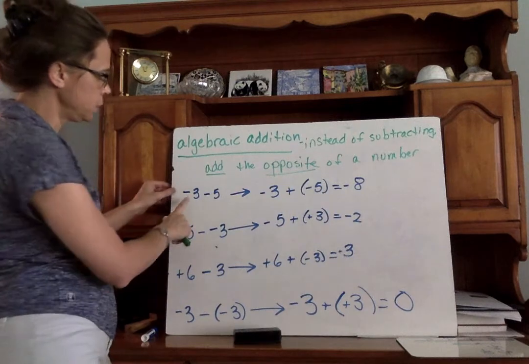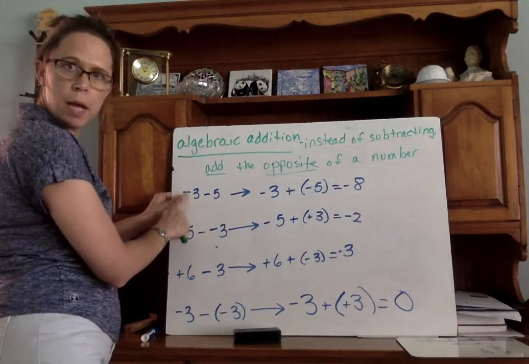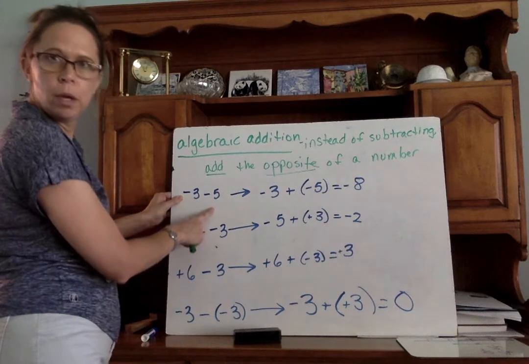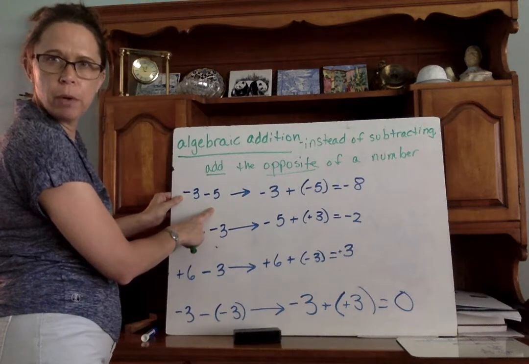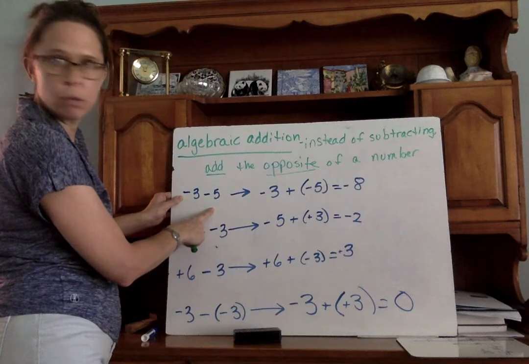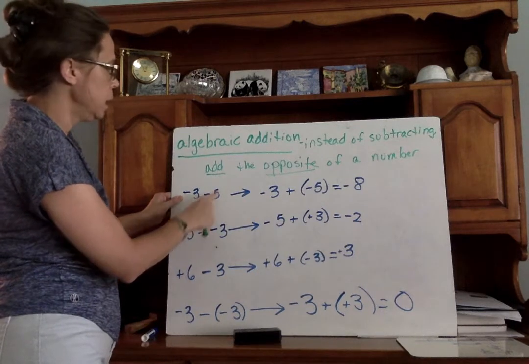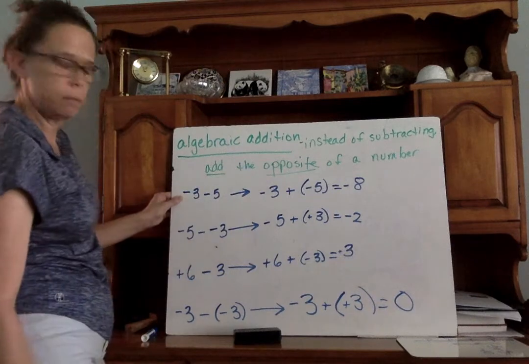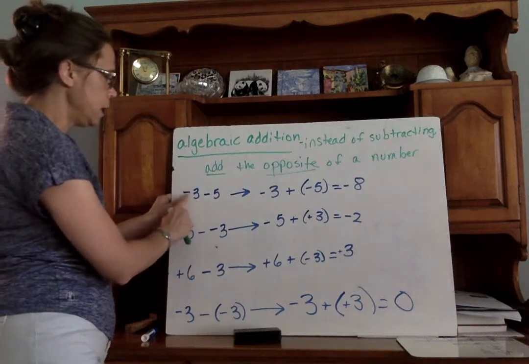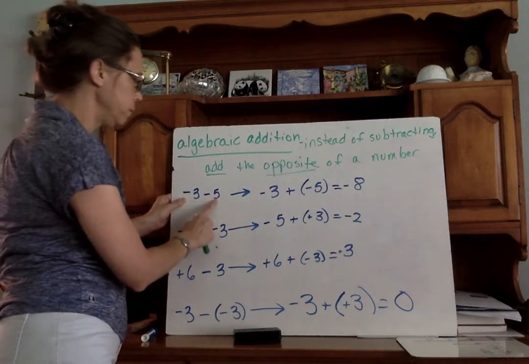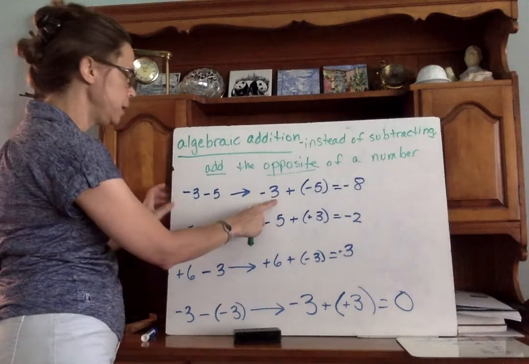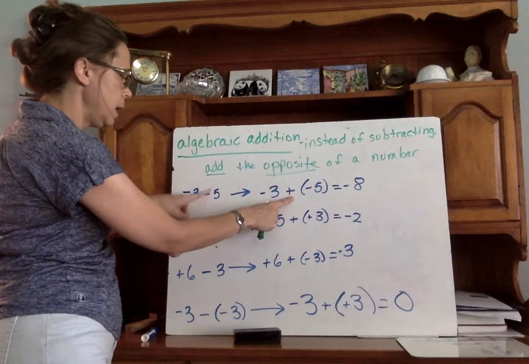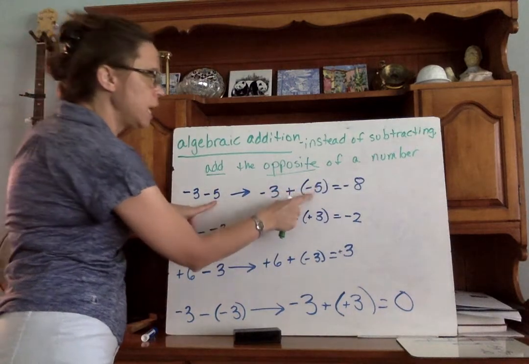Okay, so look at this first example. I'm going to read it out loud. Negative 3 minus 5. So when you're using algebraic addition, if you hear that minus word, that's what we're going to change to addition. Okay? It says we're going to change it to addition, and then the next number, we're going to use the opposite of it. Okay, so I'm going to show you what I did. Negative 3 minus 5. Okay, so now I have negative 3. Instead of minus, I'm going to add, and the opposite of 5 is negative 5.